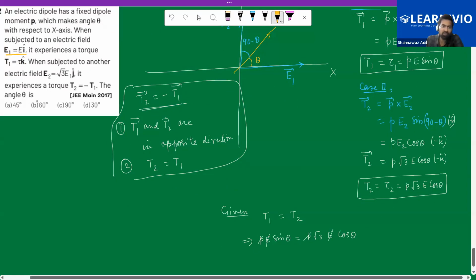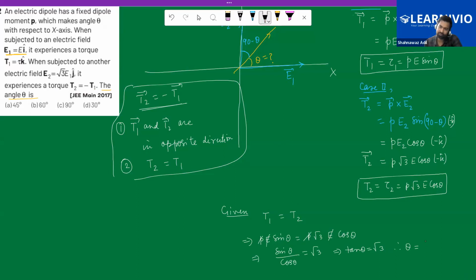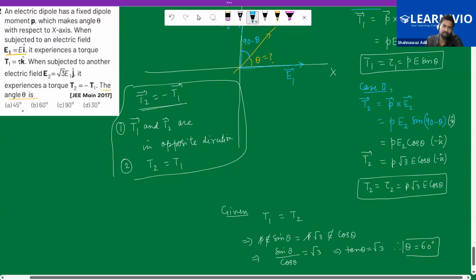In the question, we have to find the angle theta. So let us solve this further. Sine theta over cos theta comes on the left-hand side, and this is root 3. So we have tan theta equal to root 3. For what value of theta do we have tan equal to root 3? 60. Right? So that is your answer. Is this question clear to you?